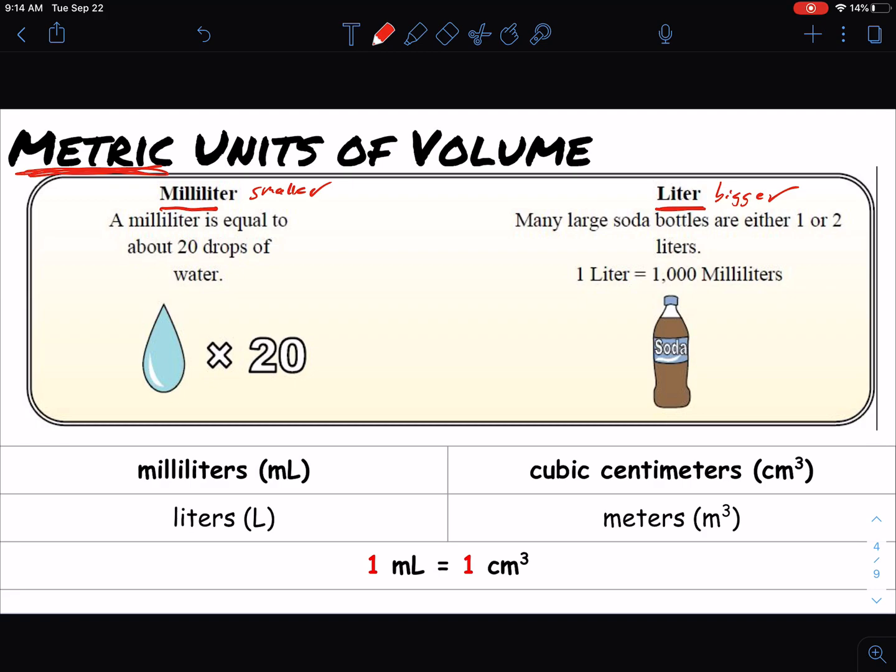It's not that much. Now, the reason I have right now milliliters and cubic centimeters bolded down below is these are the most common units you're going to use in my class. Liters and meters cubed can be used, but we're looking at milliliters and cubic centimeters. 1 milliliter is equal to 1 cubic centimeter.